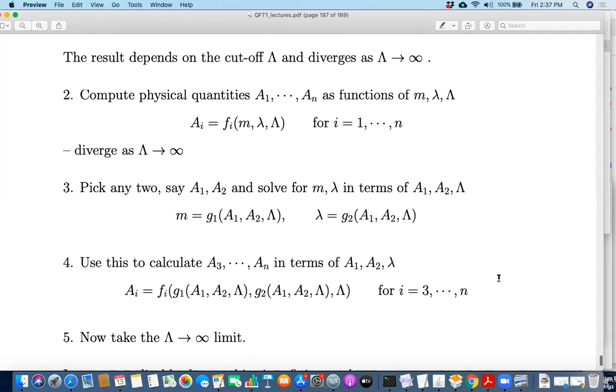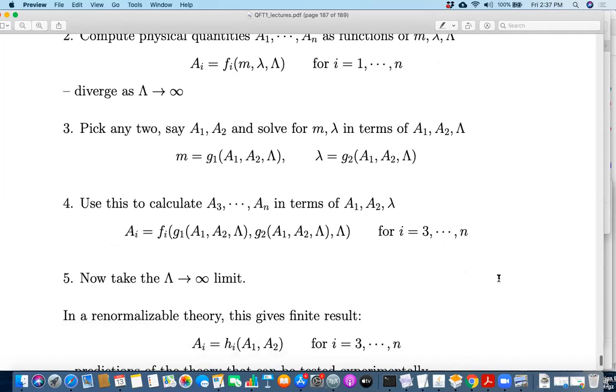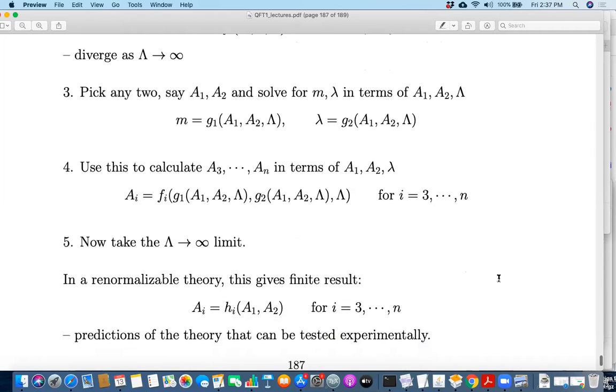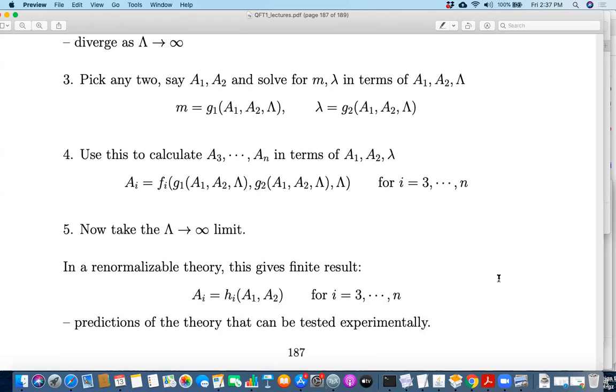Oh, could you give some more examples of physical quantities? Well, most physical quantities that people look at or measure experimentally are the scattering amplitudes, right? Then you take two particles, collide them, and ask what is the probability of producing a certain final state. You collide an electron and a positron, say, in a head-on collision, and you ask what is the probability that you produce two electrons and two positrons going at certain angles in the final state. So those are physical quantities.